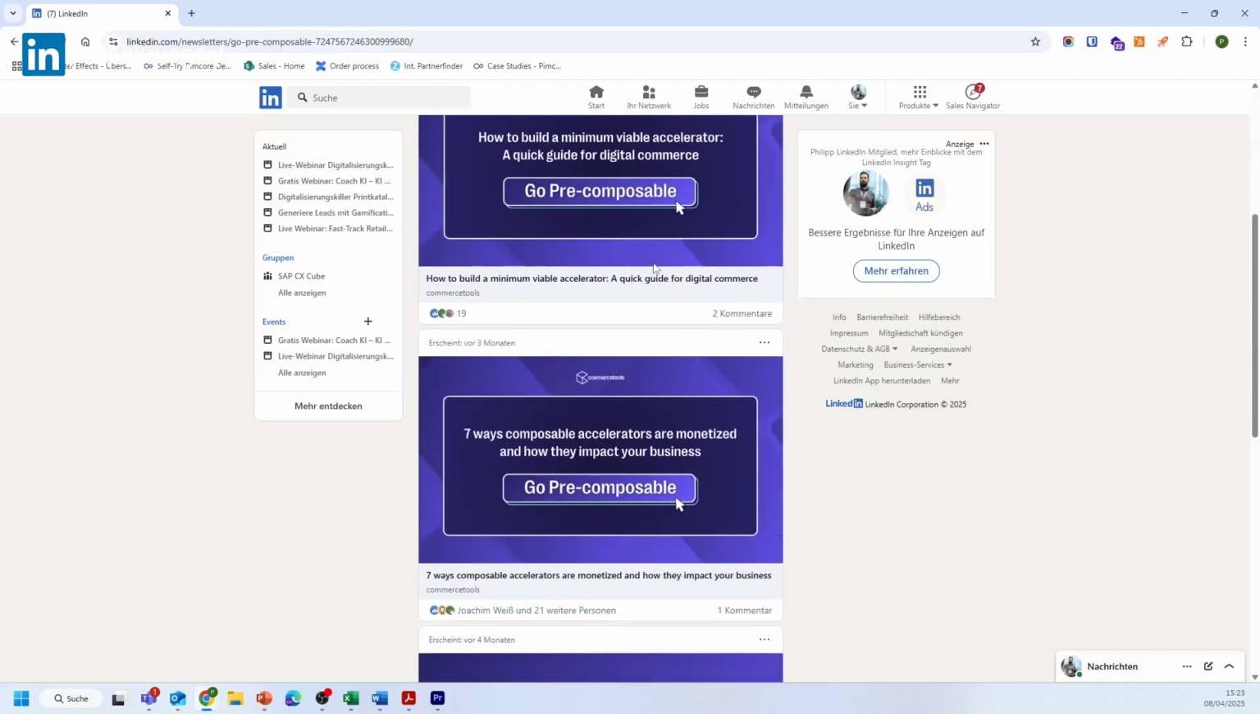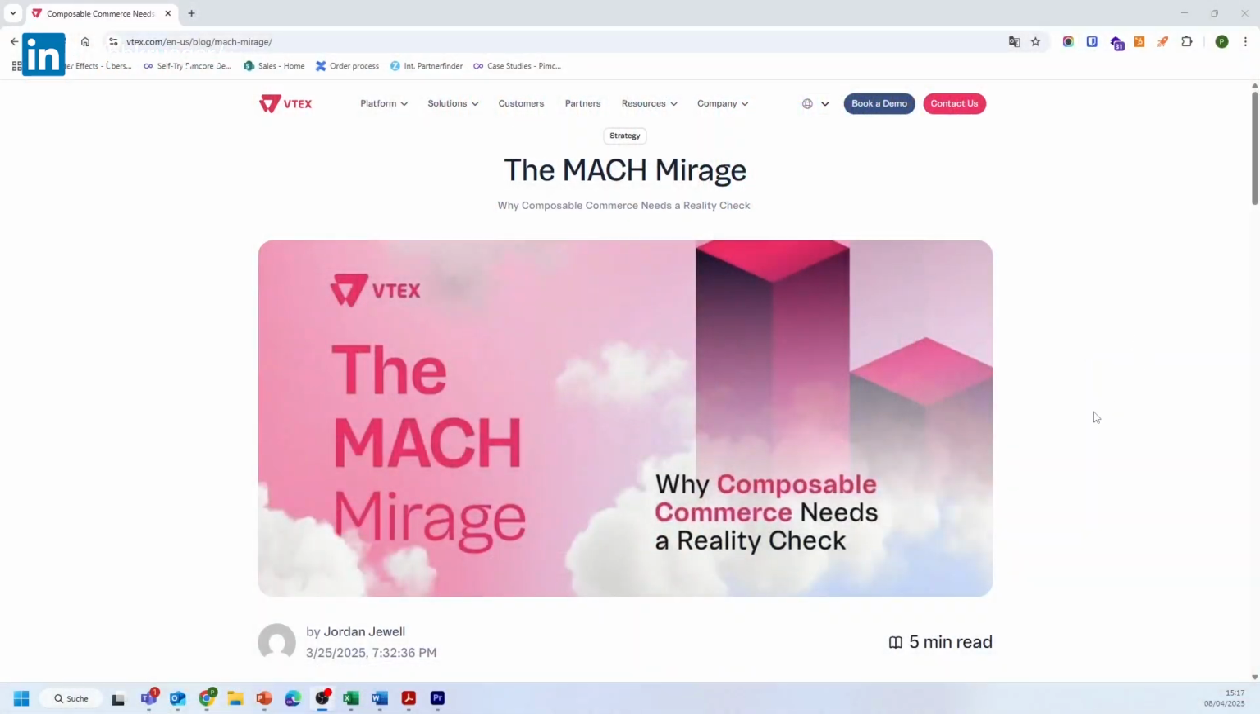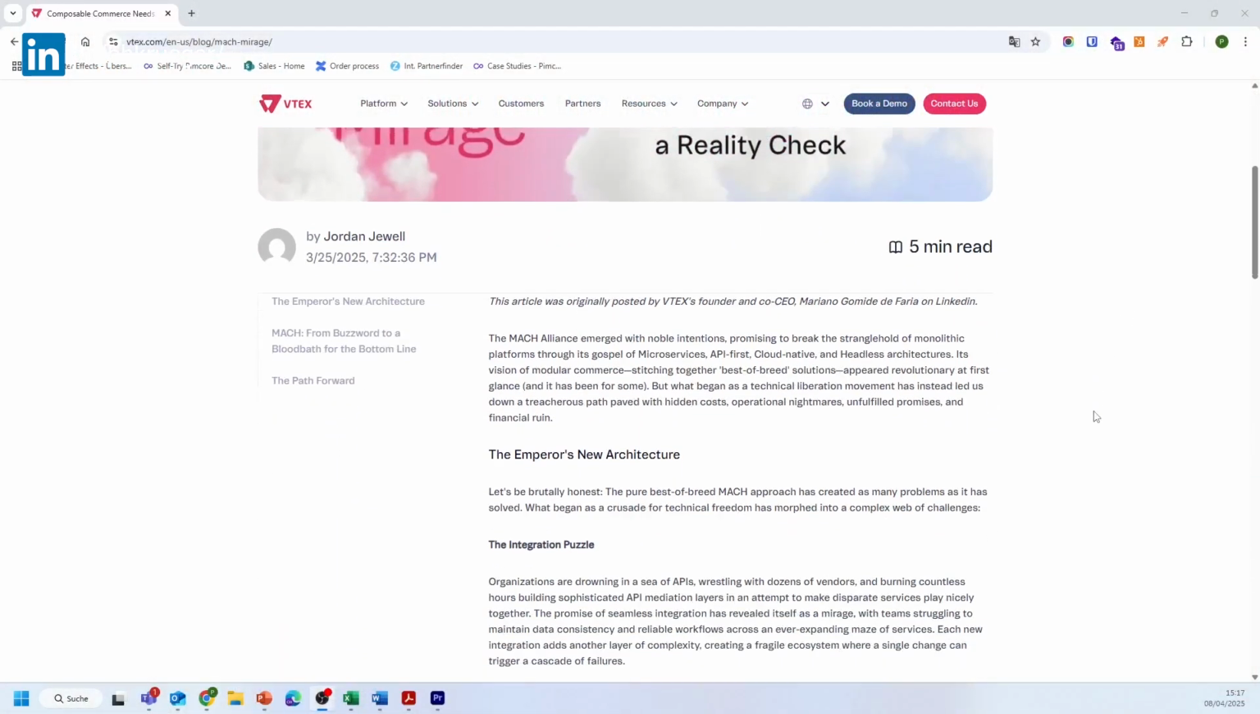Commercetools, the founding father of the MACH lines, is now marketing pre-composed solutions. That's right. The guys who told us to break up the monolith are now selling you mini monoliths. And then VTEX left the MACH alliance altogether in March 2025. The reason: they didn't see the value anymore. Whew, that's bad. So if the pioneers are pivoting, what does that say about the model itself?